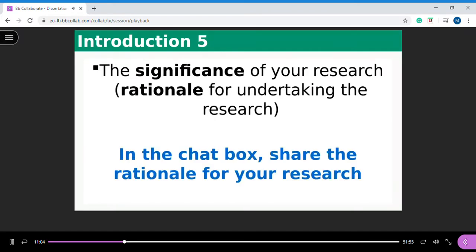Another important point to include in your introduction is the significance of your research, or in other words, your rationale for choosing the subject for your dissertation. This means that you need to reflect on why your subject is important and worth exploring. So why are you doing this? You've got to think about why you are looking at this subject, and what importance or significance means in particular for what you're looking at.